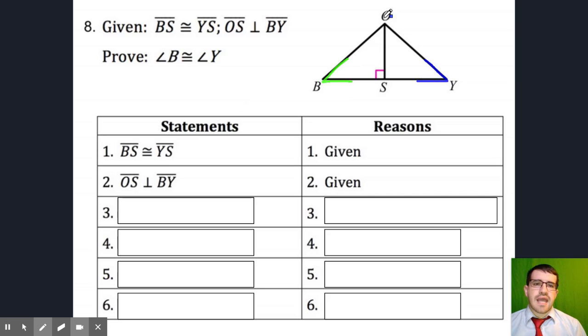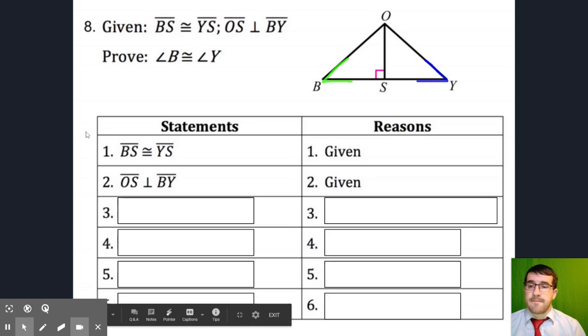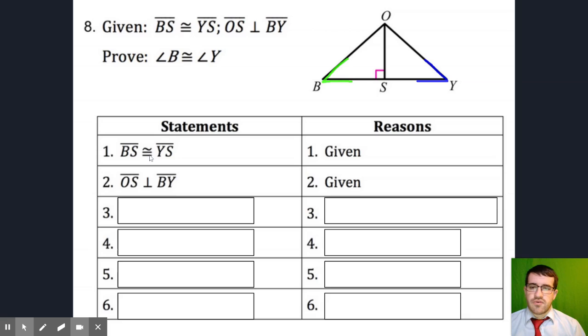And we see here that we have a right angle. So as we've been doing, we're going to be looking for hypotenuse leg in this one. But we're immediately given that BS is congruent to segment YS. And that's in our given information. So we want to mark that with a single tick mark. And I'm going to draw these segments in blue here. I hope that's not too confusing, but it's what I'm going with.